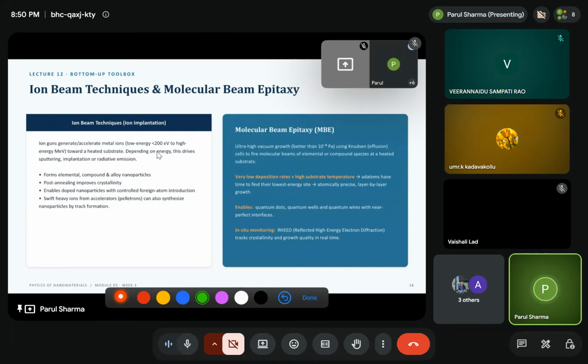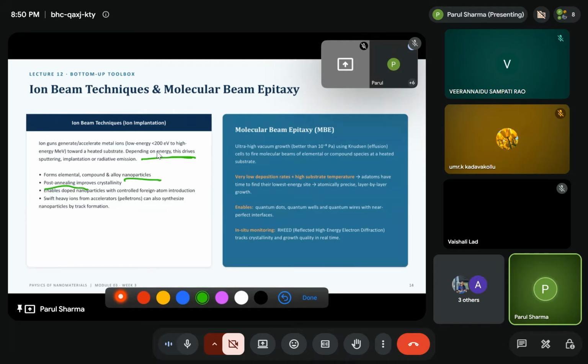Next are ion beam techniques and MBE. In ion implantation, we are using ion guns directed towards a heated substrate. Depending upon the energy, it will form elemental compounds and alloy nanoparticles. We will do post annealing to improve the crystallinity.